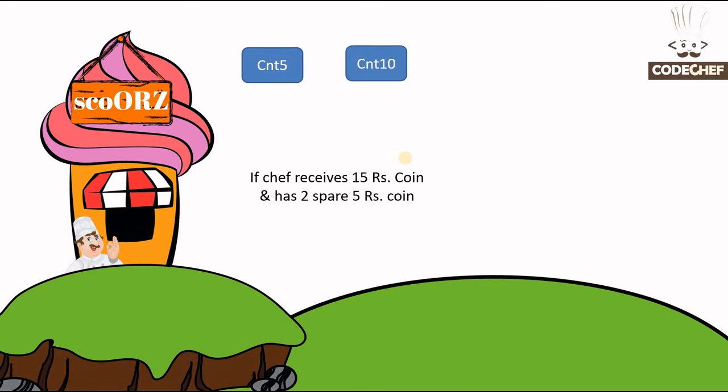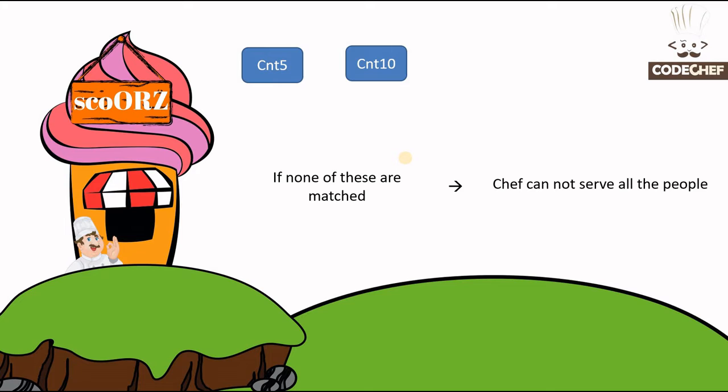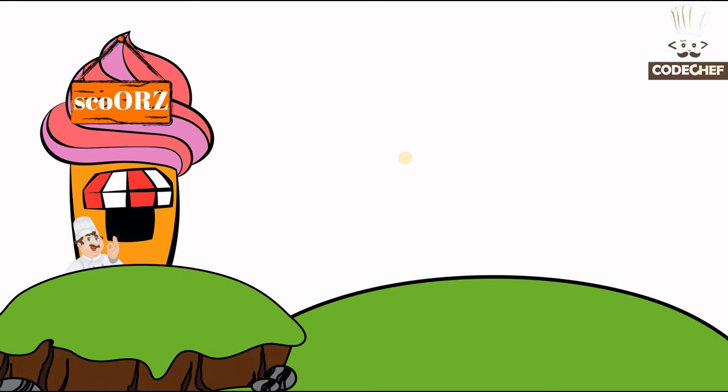Moving ahead, if the chef receives a 15 rupee coin and he doesn't have a 10 rupee coin with him, which we checked earlier, but he has 2 spare 5 rupee coins with him, then he could decrease the count of 5 by 2. And now if none of these conditions are matched, then chef cannot serve all the people. Then how could we do this? Let's look at the algorithm.